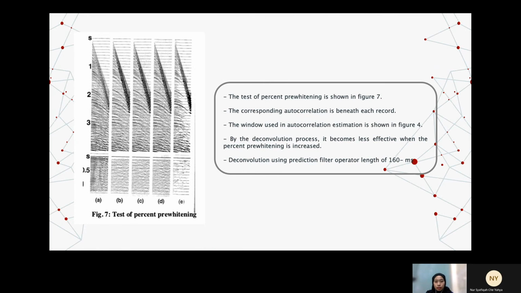The test of percent pre-whitening is shown in figure 7. The corresponding autocorrelation is beneath each record. The window used in autocorrelation estimation is shown in figure 4. The deconvolution process becomes less effective as the percent pre-whitening is increased. Deconvolution uses a prediction filter operator length of 160 milliseconds.